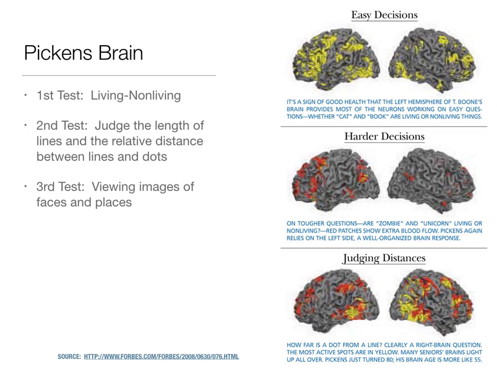The last test looked at viewing images of faces and places, and again, his brain was more indicative of a younger brain. The take-home message from this is an 80-year-old man whose brain function looks like that of a 55-year-old. The use it or lose it idea is really real, and it's not just about muscles. It's about cognitive function as well. When we see declines in cognitive function, they are attributed to not using those cognitive skills.